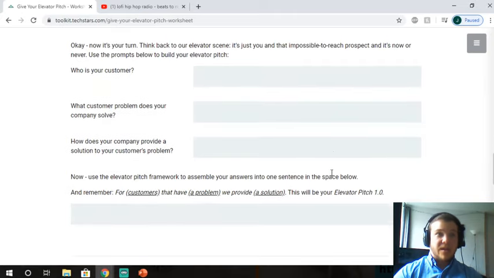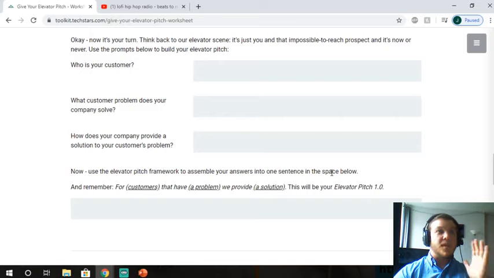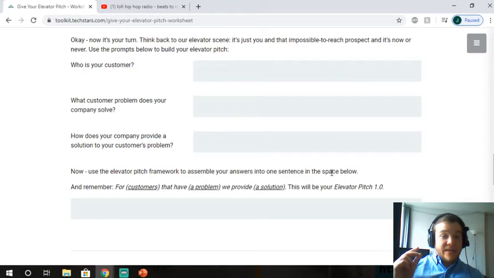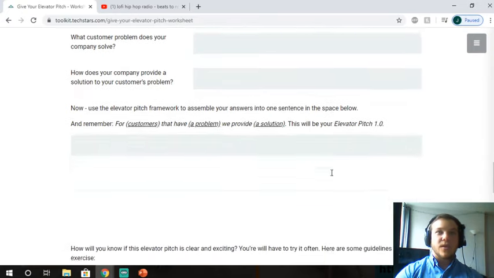Once you have those 3, you fill them into the template: for customers that have a problem, we provide a solution. And then you have your elevator pitch. It's a great way to start it out. And again, you can build off of that with the template I showed you before, where you have the unlike statement and the how-you-make-money statement, if you want to have those in the bank, just in case you want to say a bit more.